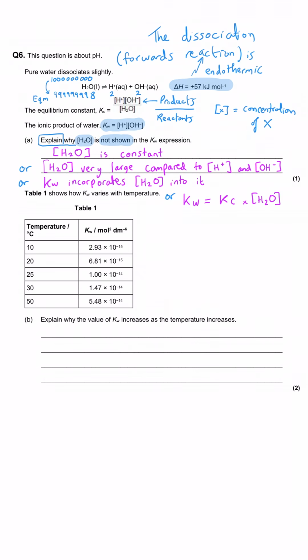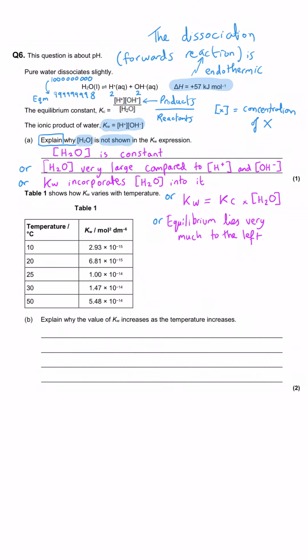And so this equilibrium very much lies to the left-hand side of the expression, really significantly so, as you can see from the Kw values in the next question. We only need to say one of these options that I've been putting with the forward slashes. They all add together to give the full picture, but only one of them is needed for that 1 mark.